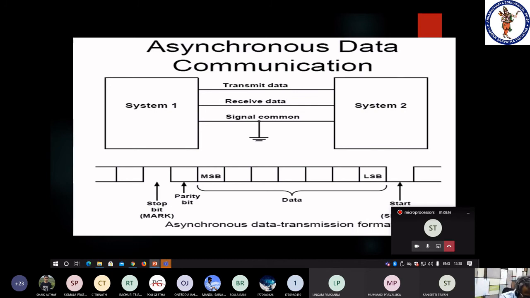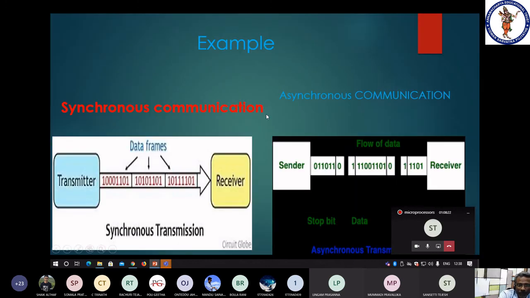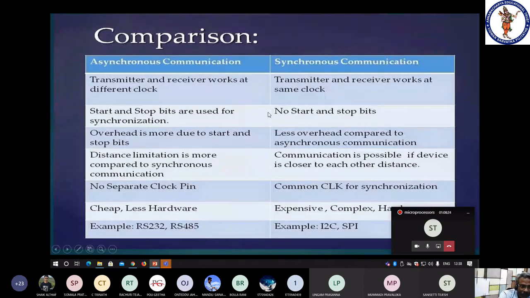Okay. So that is about synchronous and asynchronous communication. In the afternoon class we will see more, but first I would like to complete the comparison. Let us see the comparison between asynchronous and synchronous communication. In asynchronous communication, the transmitter and receiver work at different clock signals. Already I told that in synchronous communication, both transmitter and receiver must be connected with a common clock.